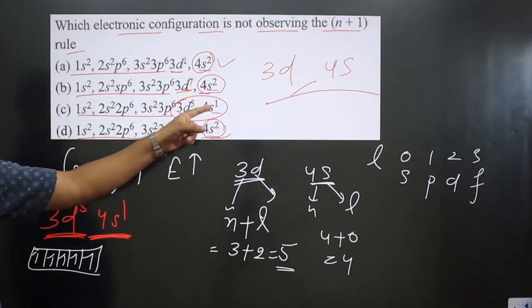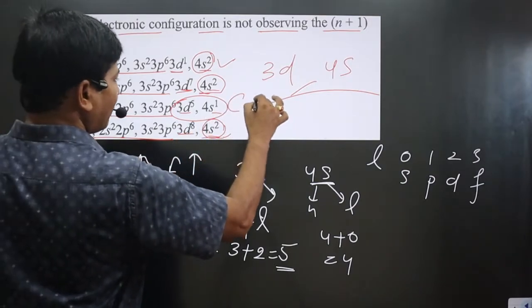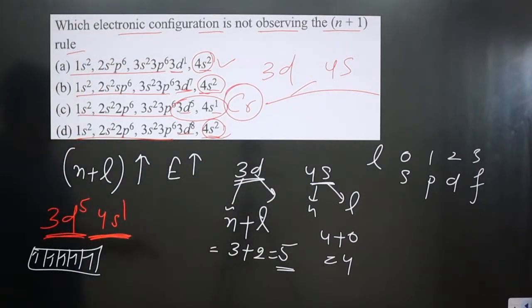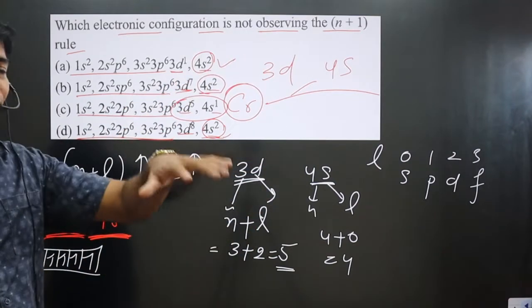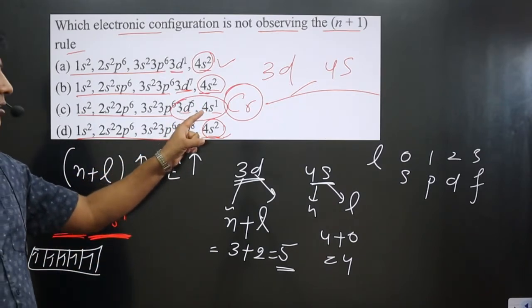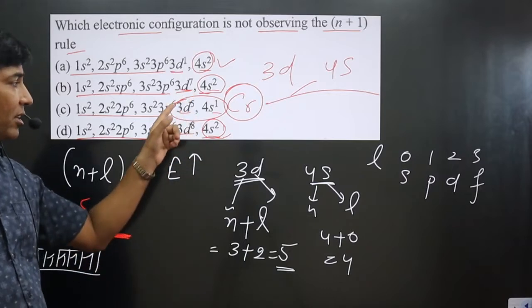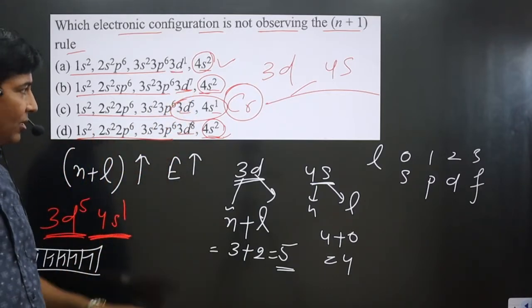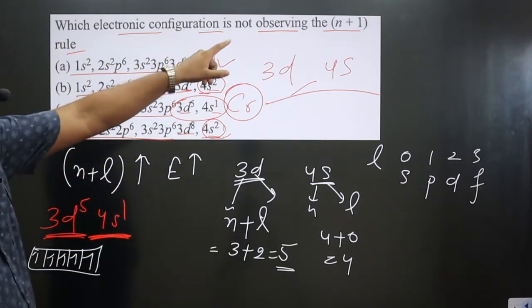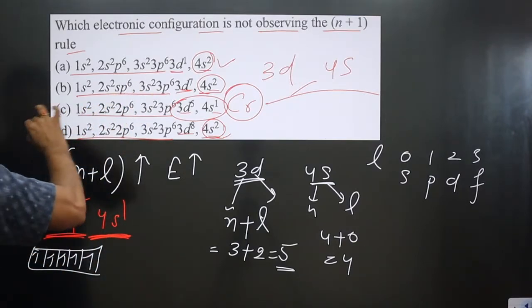So it is pulling one electron in. This is the electronic configuration of chromium, and in this case we apply the half-fill rule. We ignore the n plus L rule, so before filling lower energy orbitals, we start filling higher energy orbitals. So you can see option C does not follow the n plus L rule. Option C is correct.